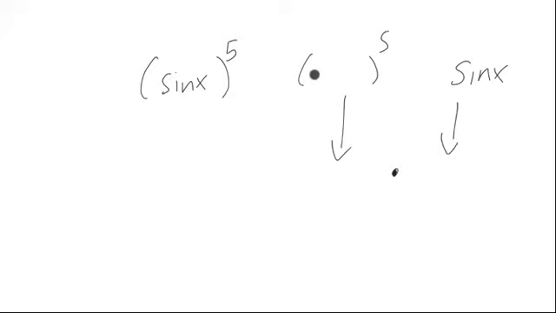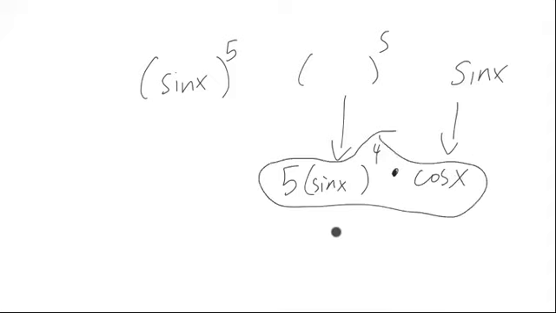Just thinking of what goes into this after we take the derivative. The derivative of something to the 5th is 5 something to the 4th. But what's going into this? Well, it's sine x. Next, what's the derivative of sine? It's cosine. And voila, there is the derivative right there.